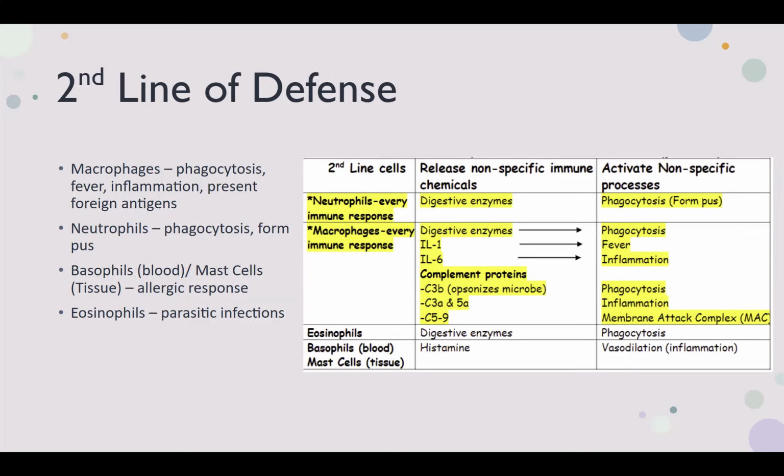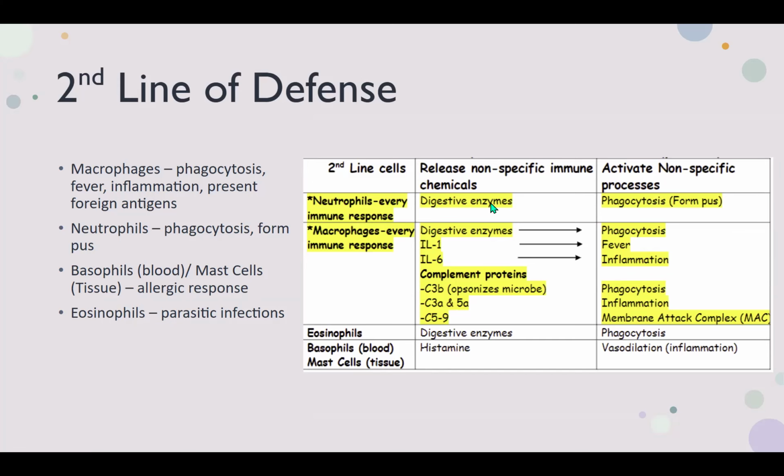The only time you'll add anything additional would be if it's a location-based infection. So things like basophils and mast cells for your allergic responses. Or if she says the word parasite anywhere, then you should also include eosinophils. So macrophages, neutrophils, eosinophils. When she gives you the second line defense, she might say, "Hey, give me one second line defense cell." Let's say neutrophils, for example. Then the next question could ask you, "What are the chemicals that are secreted by neutrophils?"